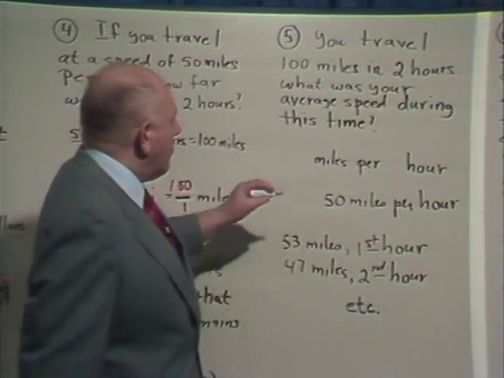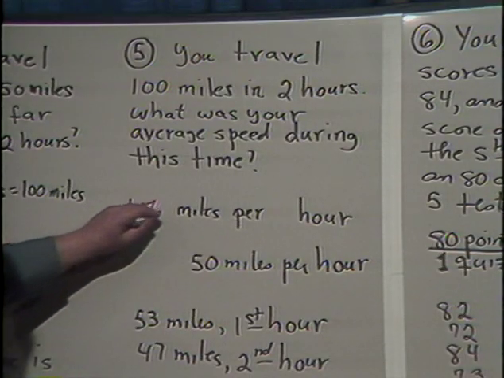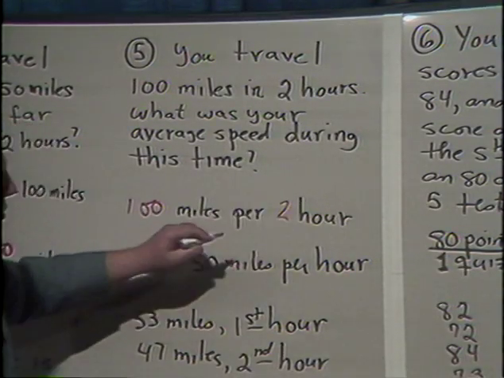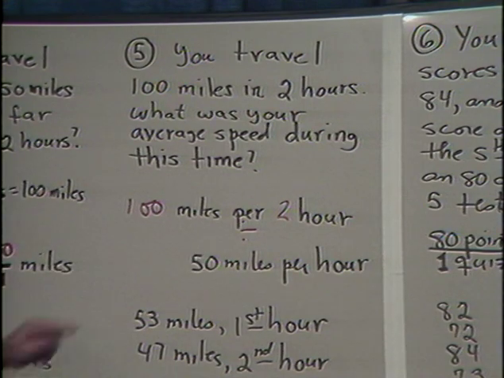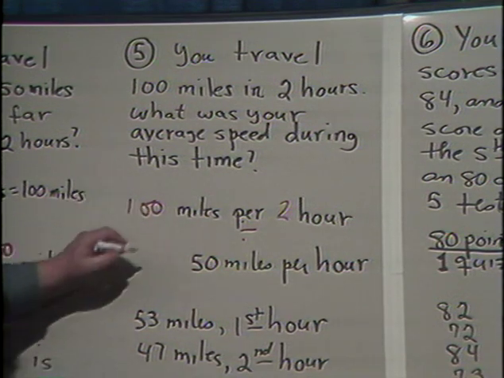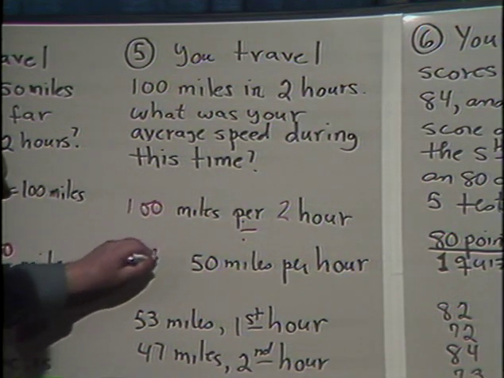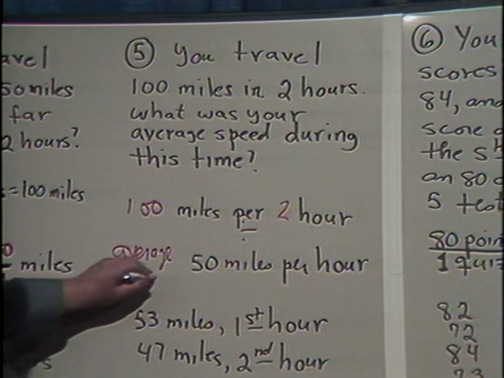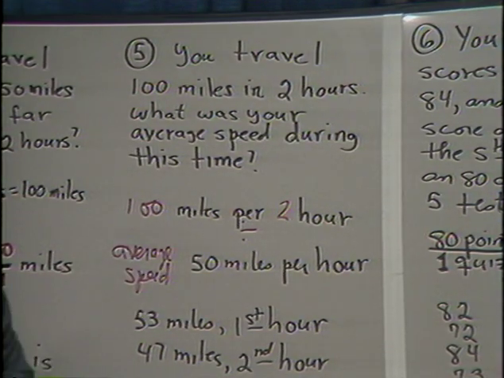Speed is still miles per hour. Miles is 100 in this case. Hours is 2. Per still means divided by. 100 divided by 2 is 50. So the answer still comes out to be 50 miles per hour, but we call that the average speed. And the reason we call that the average speed is that there are lots of ways that you can go 100 miles in 2 hours.